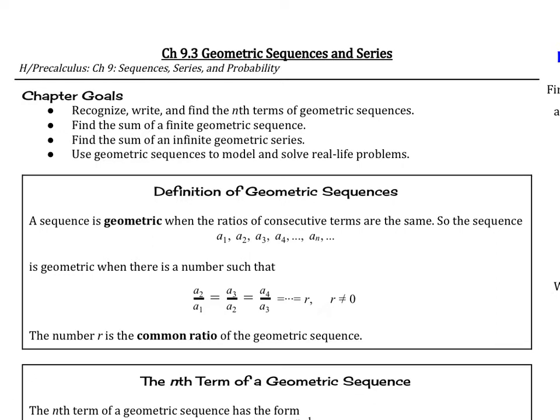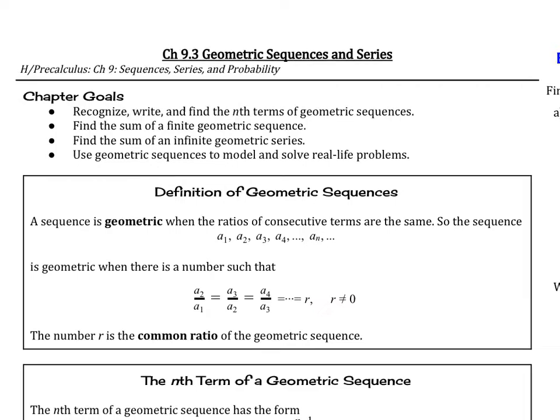So the definition of geometric sequences is that a sequence is geometric when the ratios of consecutive terms are the same. So looking at this sequence here, it's geometric when there is a number r such that a2 over a1 equals a3 over a2 equals a4 over a3 and so forth. They have the same common ratio.